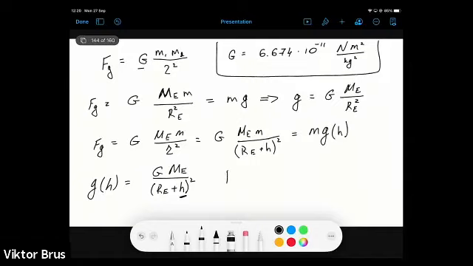So if we go very far, when h approaches infinity, then g and the weight of the body, mg, will tend to 0. So it will be a condition like massless, like free fall condition, when there is no weight of the body at all.